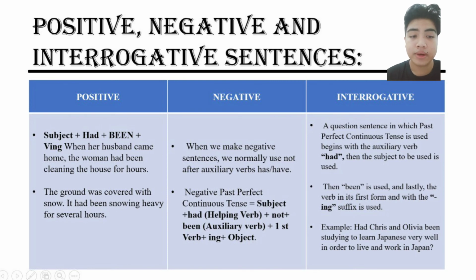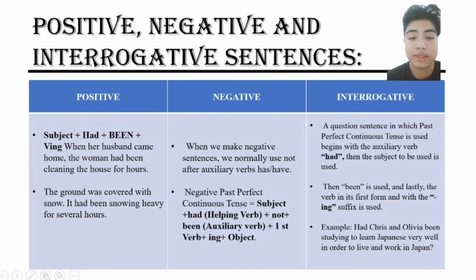Positive, negative, and interrogative sentences for past perfect continuous tense. For positive sentences: subject plus had plus been plus verb plus ing. When her husband came home, the woman had been cleaning the house for hours. Next, the ground was covered with snow. It had been snowing heavily for several hours.